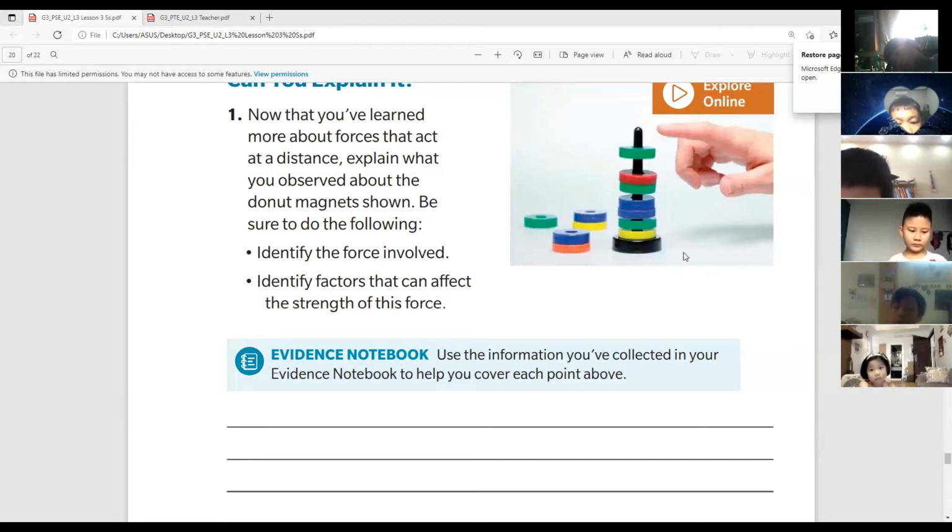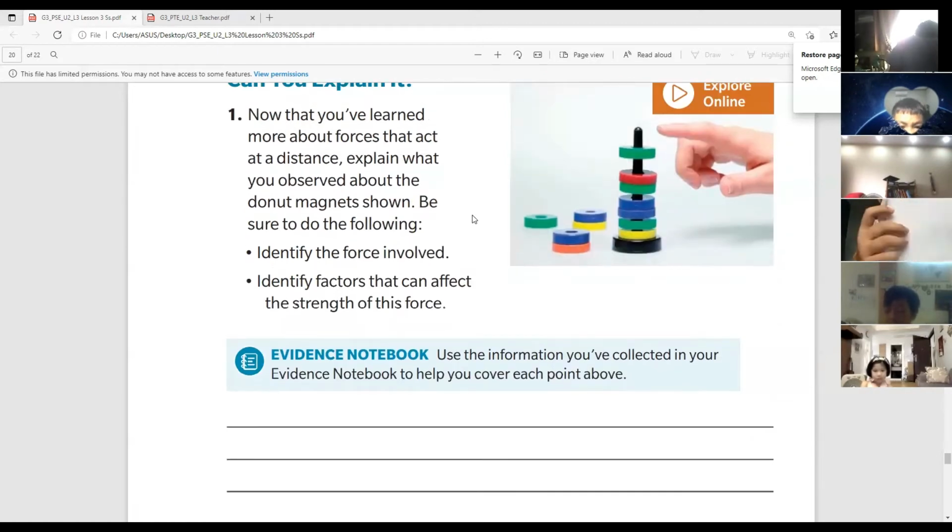Very good. And then we'll have one more person share. Pasta, what did you write? And then we'll write an answer together. I wrote down the ring magnets are pushing and pulling each other. The force involved is magnetism force. Static electricity can affect the strength of the magnet.